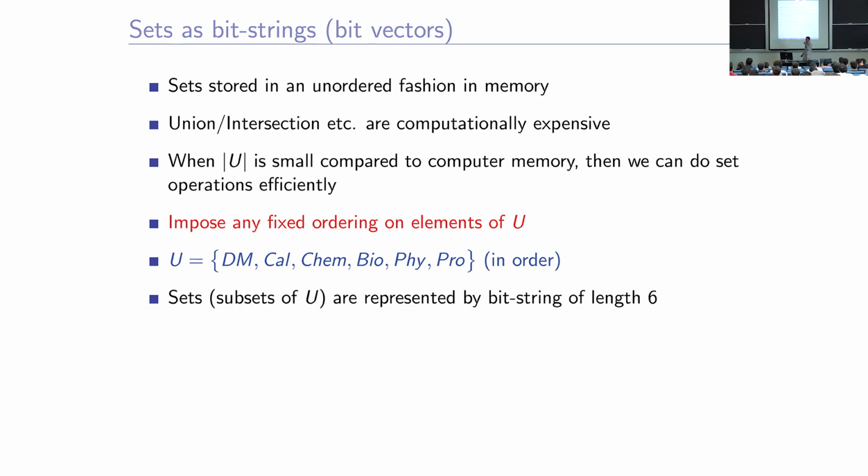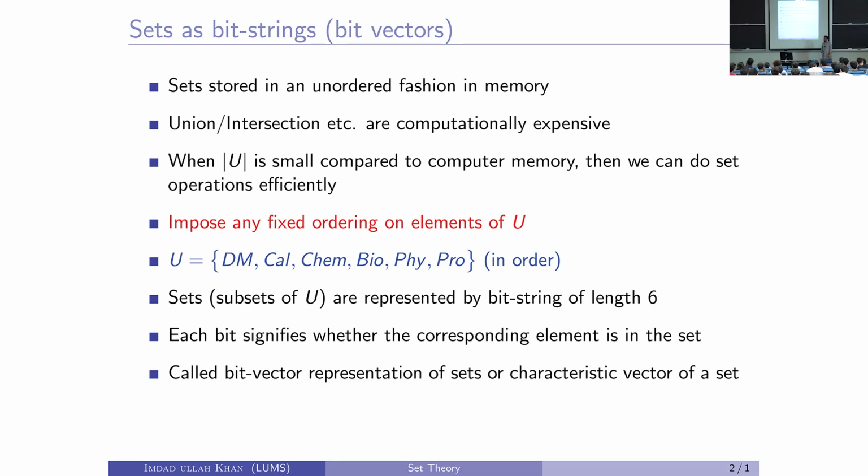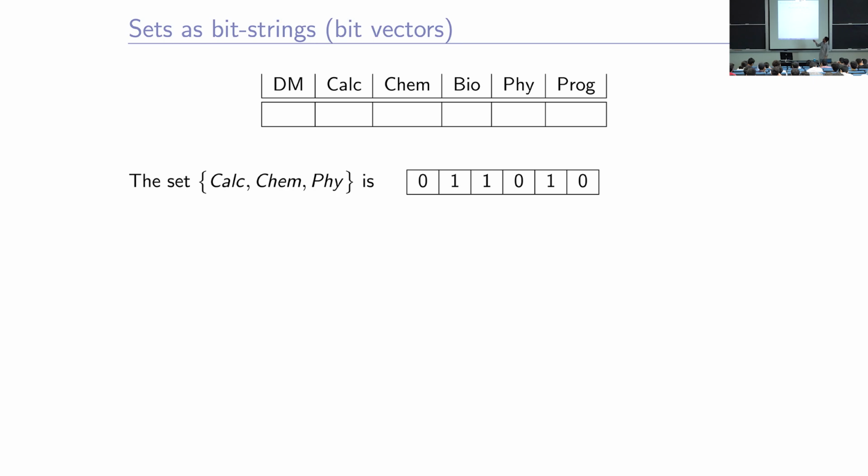And now any set which is a subset of this U can be represented by a bit vector or a bit array of length 6, where there is a correspondence between each element. So let me just do an example. This is my universal set and this is the fixed order. This is how I will represent a set. If I want to represent the set calc, chem and physics, I will just use a 6-bit vector, an array of length 6 of bits, where the first bit will be 0. What does this mean, that the first bit is 0?